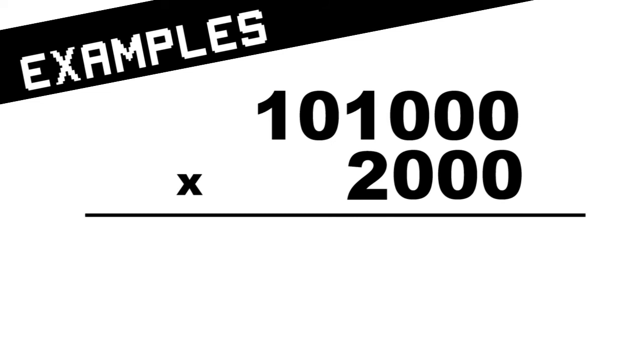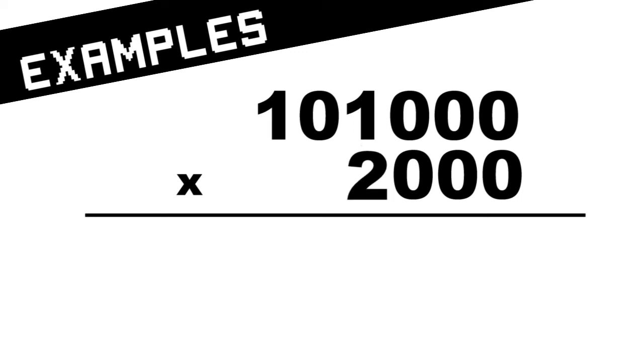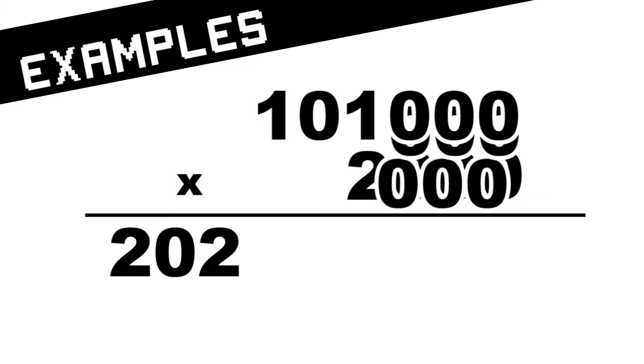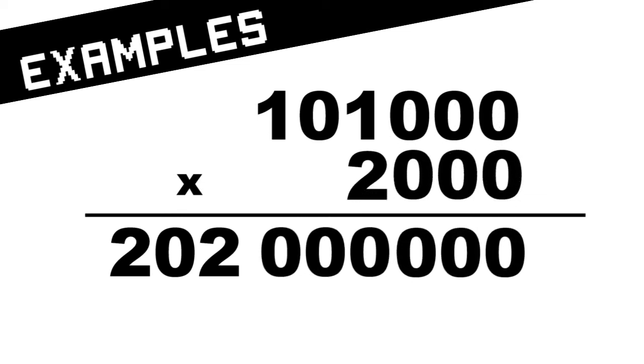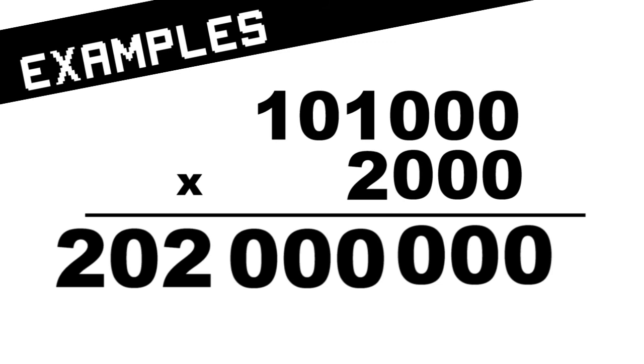We multiply first the digits that we rounded off. So 101 times 2 equals 202. And drop down the remaining zeros from both factors. By the way, the zero in between the ones is not included, so the final answer is 202 million.